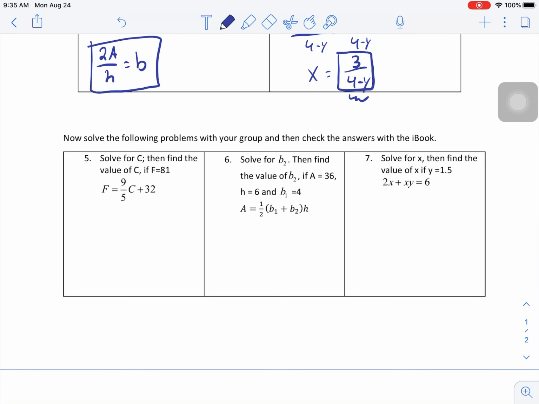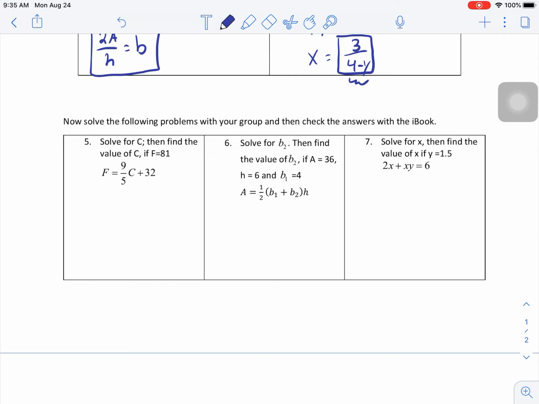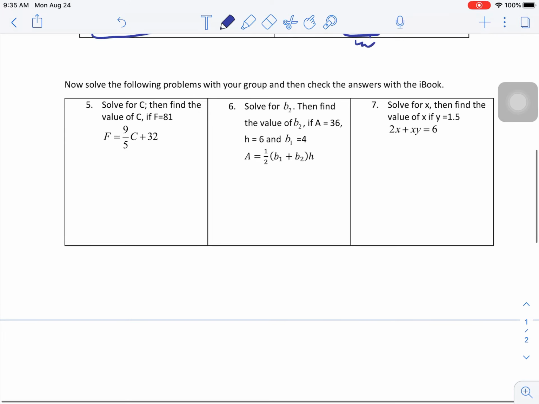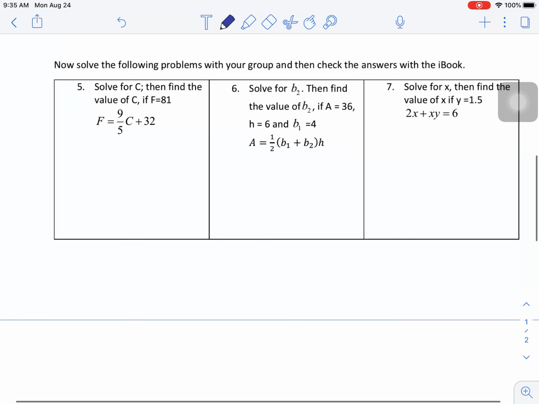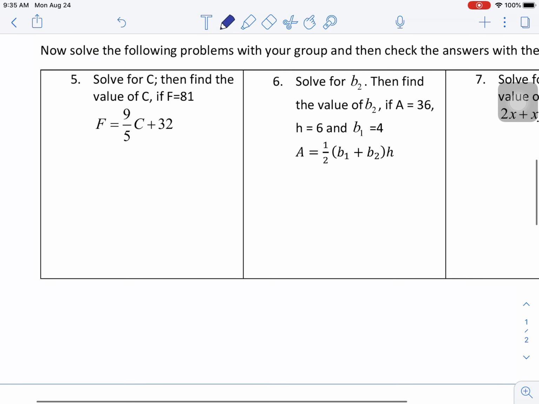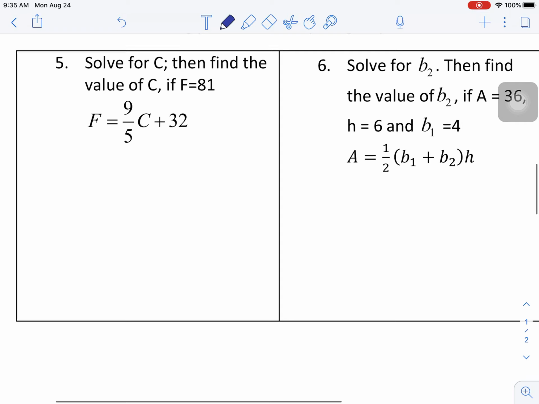All right, so it says now solve the following problems with your group and then check the answers with the iBook. Okay, we're just going to kind of keep going through this. So if you're good here, guys, by all means you can be good, but please make sure you just finish the notes. So this says solve for c, then find the value of c if f is 81.